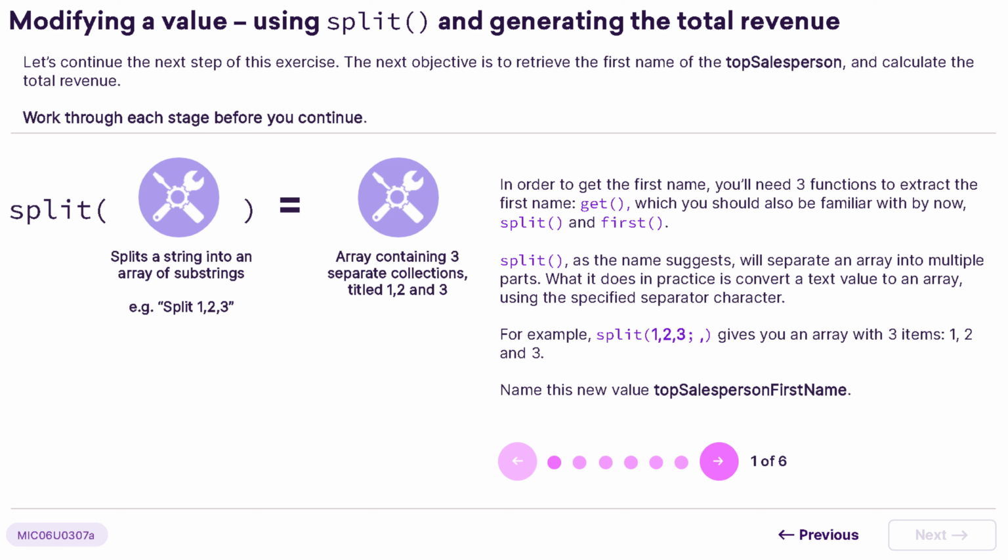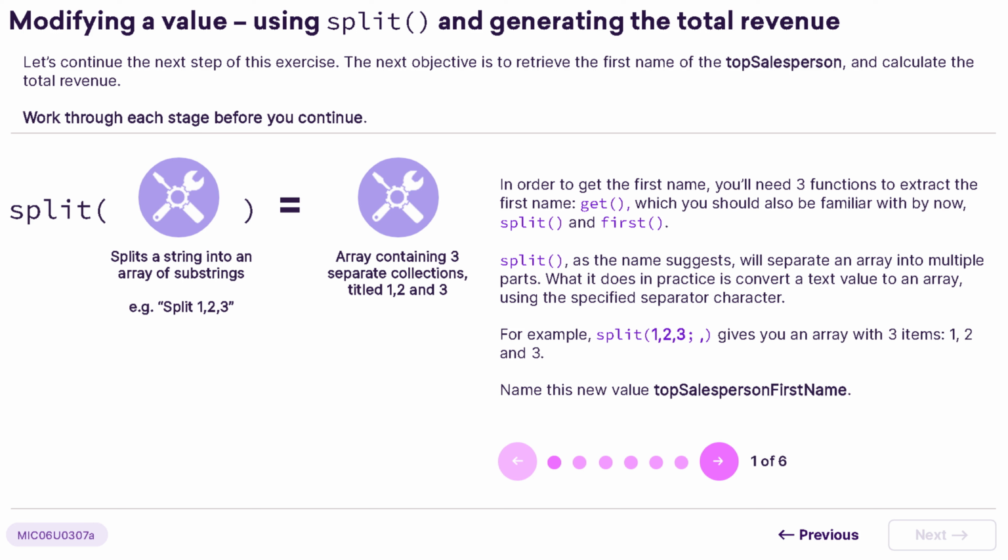The split function takes this string and breaks it down into smaller parts, turning it into an array of individual elements. For example, if you have the string 1, 2, 3 applying split with a comma as the separator will give you an array containing three separate items: 1, 2, and 3. This is particularly useful when you want to handle each item individually.